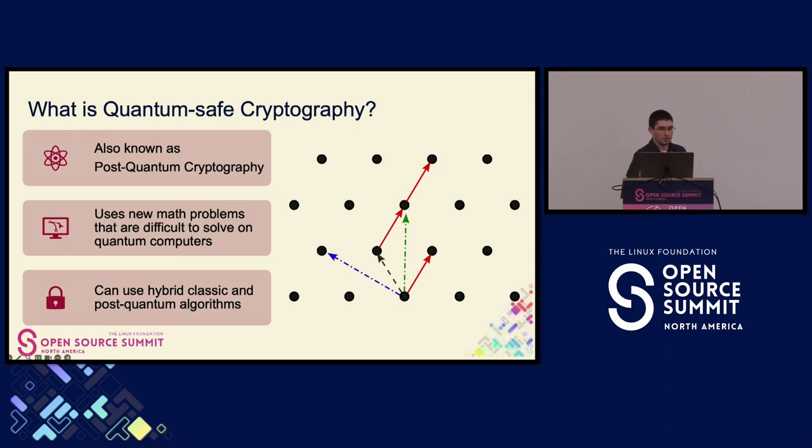So what is quantum safe cryptography? You'll also hear it called post-quantum cryptography, which is the more commonly used term as we're establishing this field. And the idea is it uses new math problems that are really, really hard for traditional computers to break, because that's the point. We want them to be hard for both traditional computers and for quantum computers.